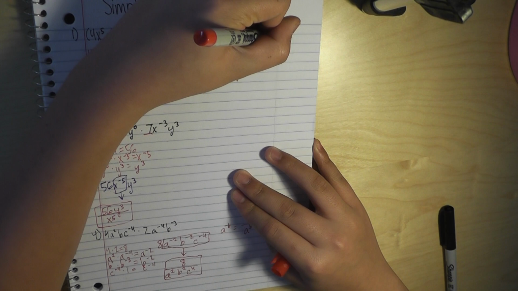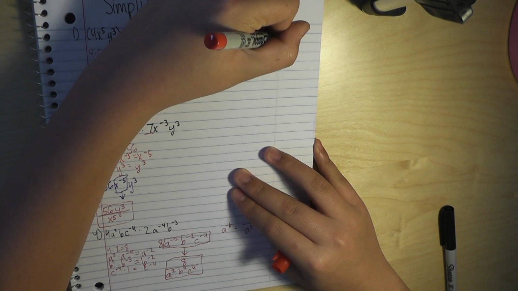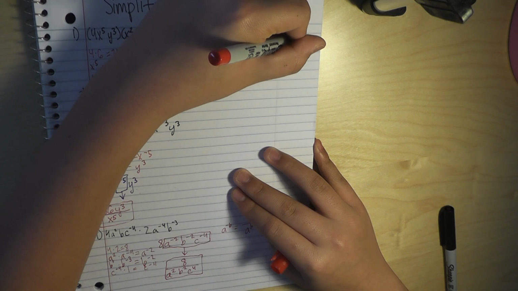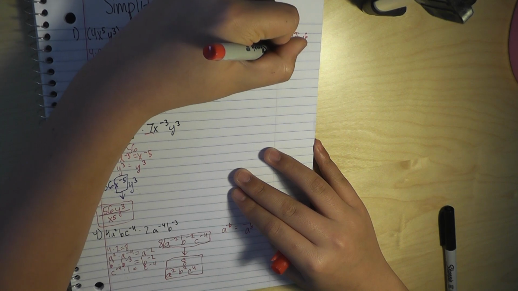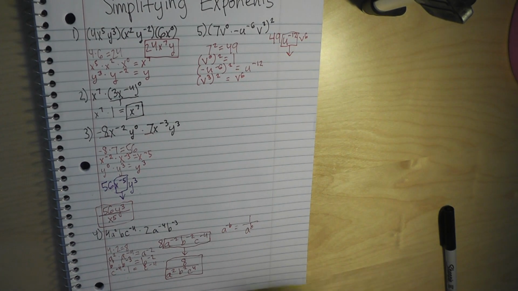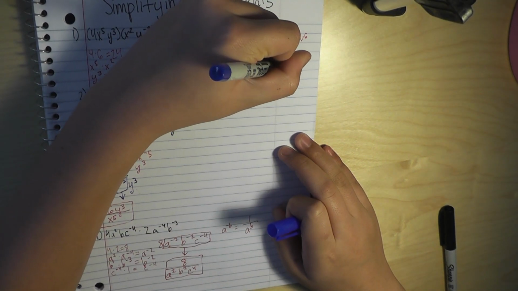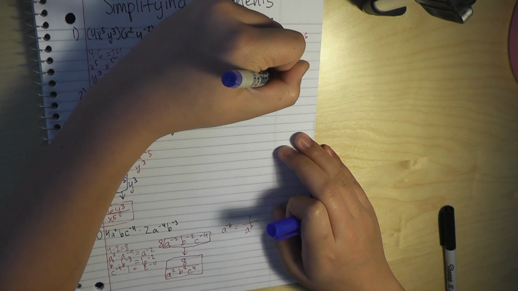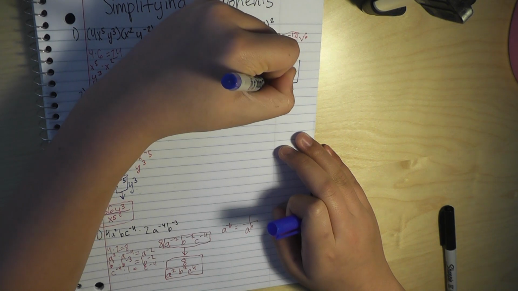Now we put them together. 49 times u to the power of negative 12 times v to the power of 6. Again, take this, send it down. So our final answer should be 49 times v to the power of 6 over u to the power of 12.